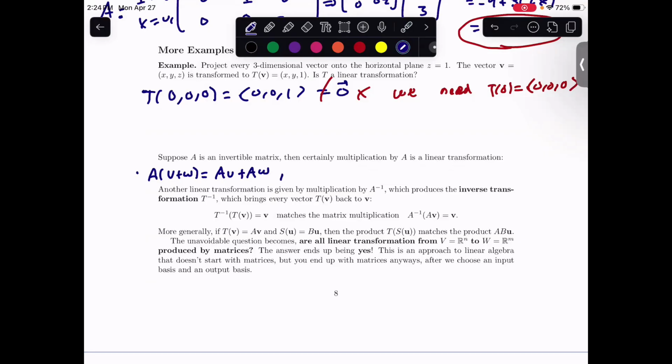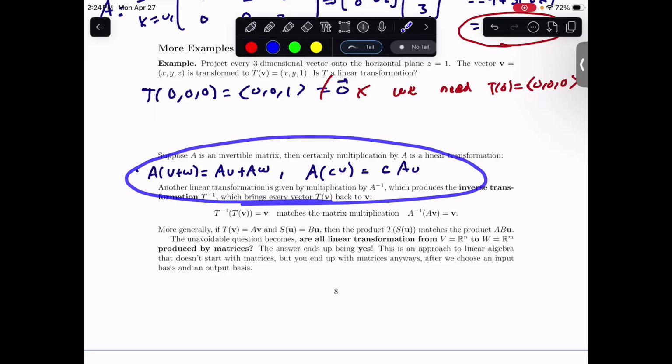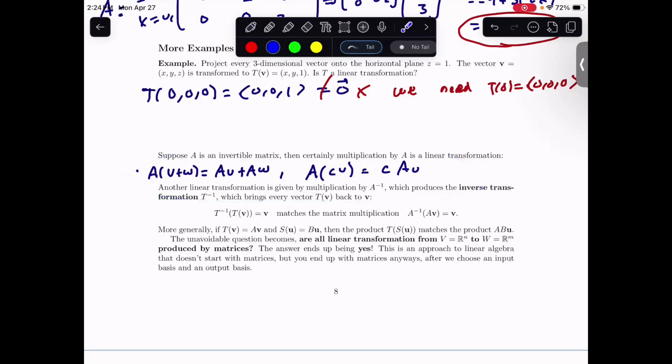And then furthermore, we know that if we did A times C times some vector V, we can move the scalar anywhere we want. So this is the same thing as doing C times A times V. And so just from these two observations, you can determine that matrix multiplication, or matrices acting on a vector, is going to serve as a linear transformation.